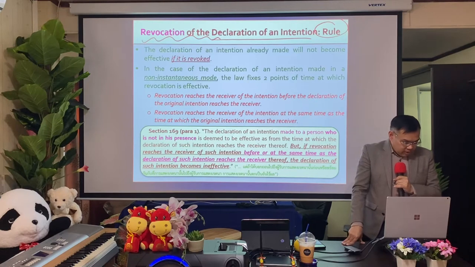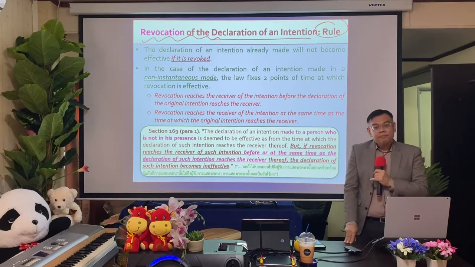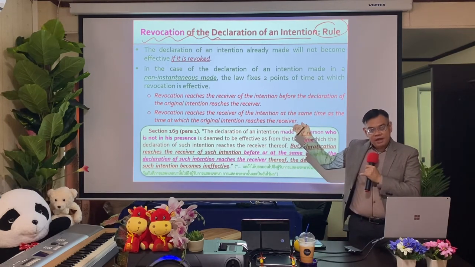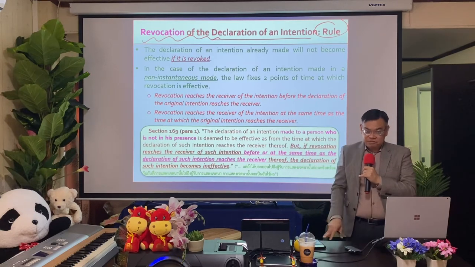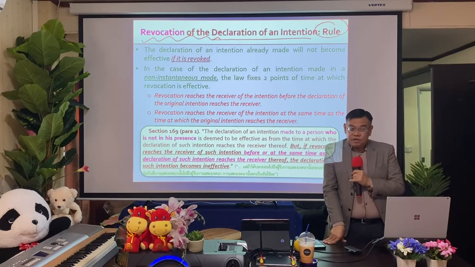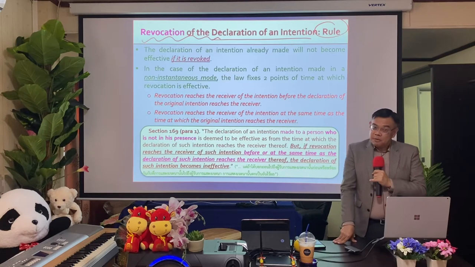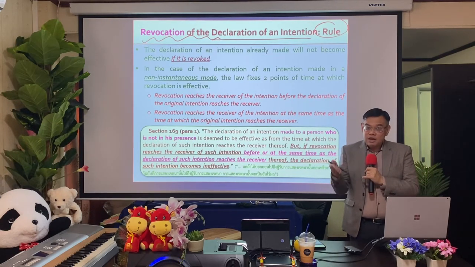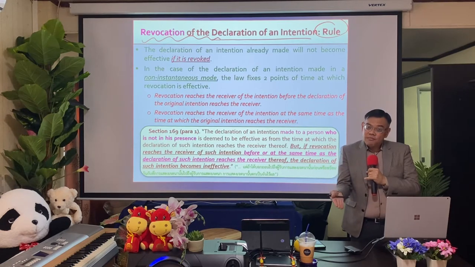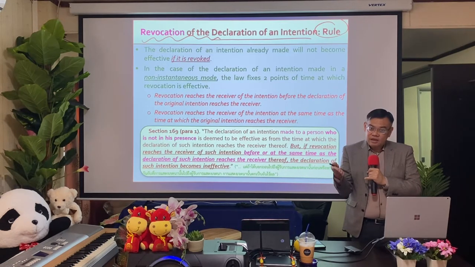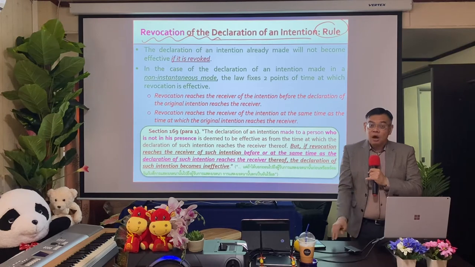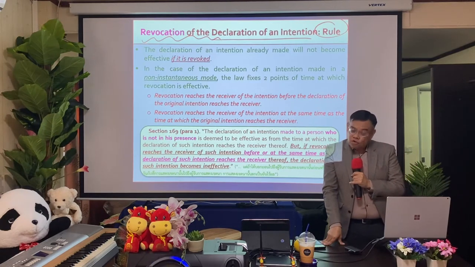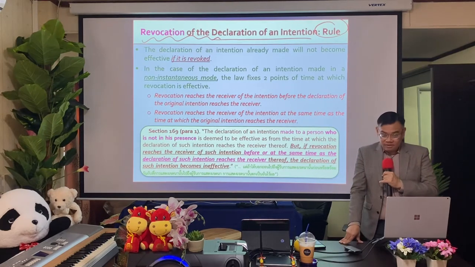So it is quite clear that in the case of the instantaneous mode of communication, revocation is permissible all the time, right away. In fact, by nature, the communication in an instantaneous mode allows immediate revocation. That is clear.